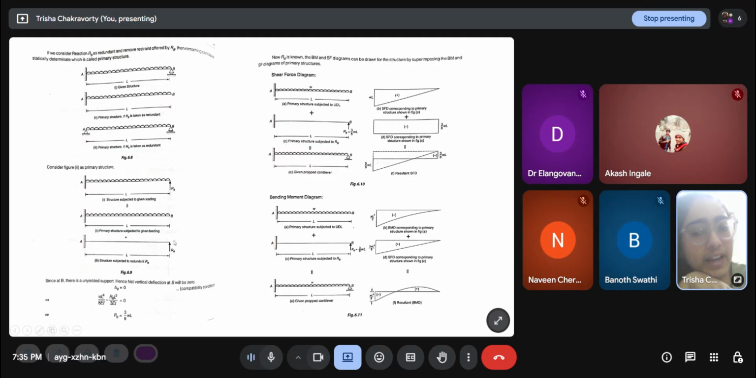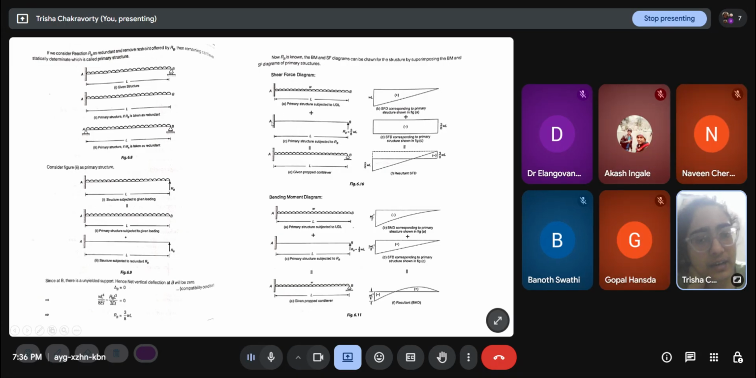Okay. So now that I have the redundant force, I can treat the original structure as the summation of this structure and this structure. So the BMD and SFD can be drawn by superimposing the bending moment and shear force diagrams of the primary structure. The shear force diagram of a cantilever beam under UDL is this, and the shear force diagram of this structure with no load, with a tip loading of 3 by 8 WL, is a straight line like this. When I superimpose this, we get a triangle which is shifted to the bottom. This triangle is shifted by 3 by 8 WL to the bottom.